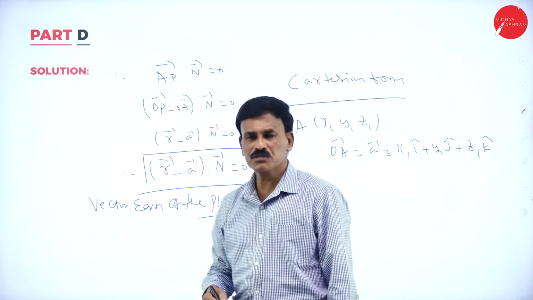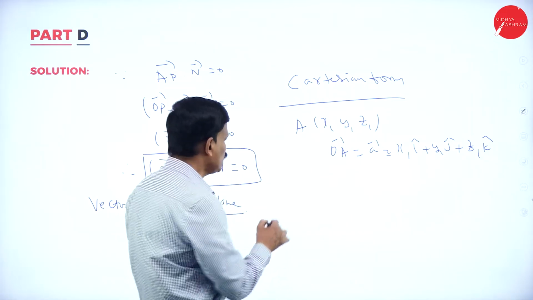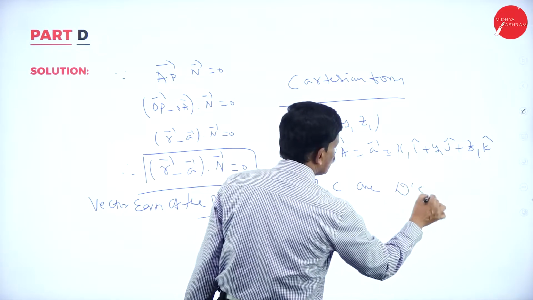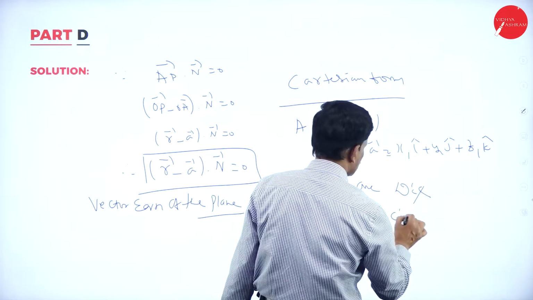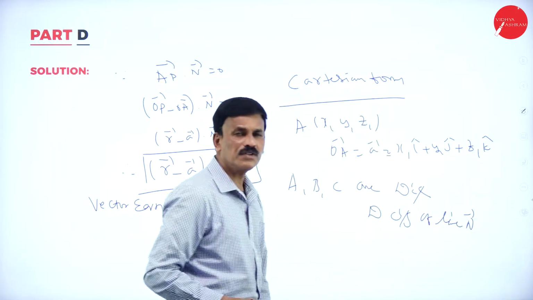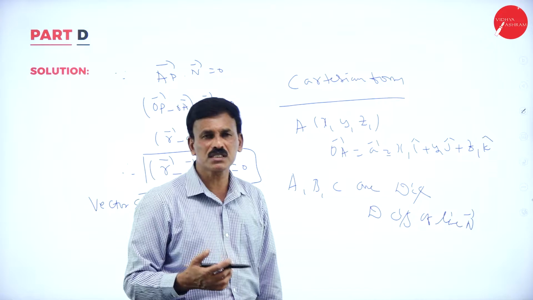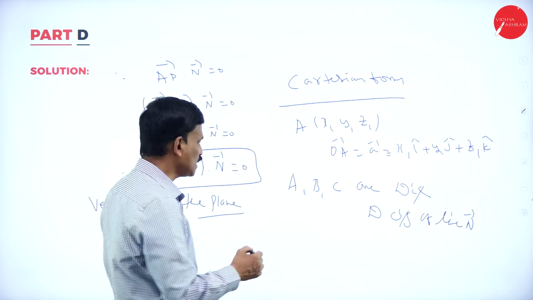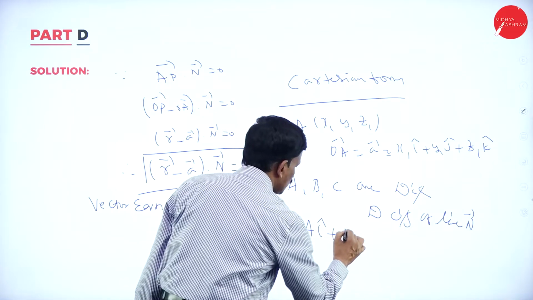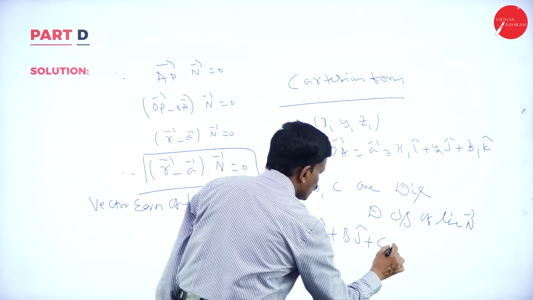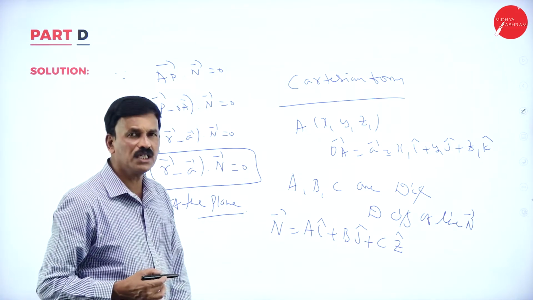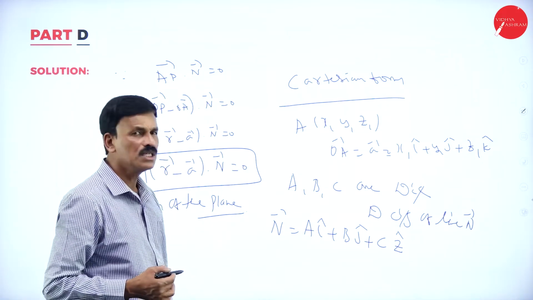Okay. Now, this is vector a. Suppose a, b, c are the direction cosines of vector n. Then this vector n can be written as vector n is equal to a into i cap plus b into j cap plus c into k cap.